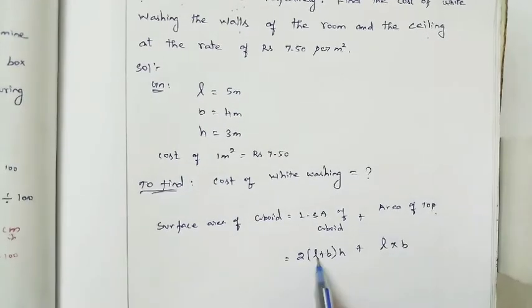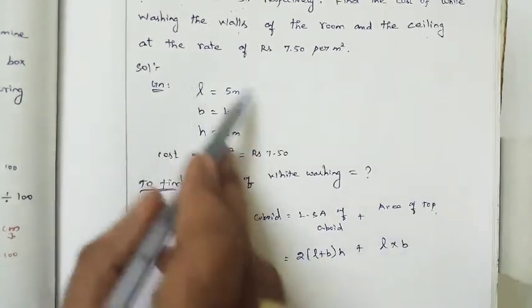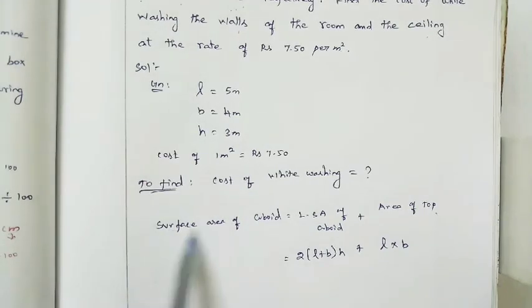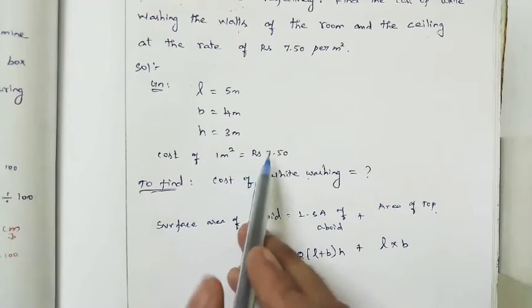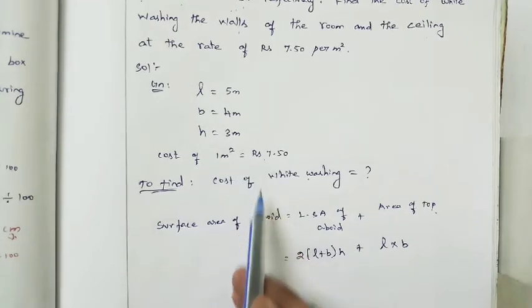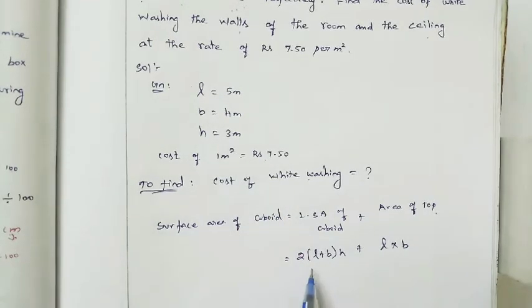So now we know the values L, B, H and LB. Substitute and simplify, and we'll get the surface area. The cost of whitewashing is nothing but the cost per meter square into the total surface area, right?